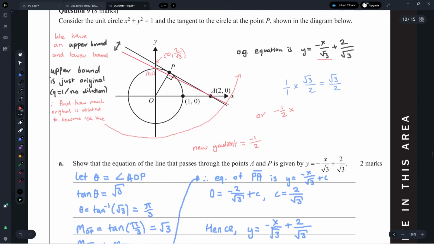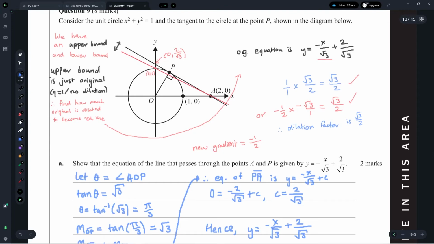So the gradient of the red line: we have 0, 1, and we have 2, 0, which is point A. So we have the rise of -1 over the run of 2. So -half is the new gradient. So we have -half, the new gradient, times the inverse of the other gradient, which was -1 on root 3. So we multiply by root 3 on 1, which is also equal to root 3 on 2, which shows that the dilation factor is root 3 on 2.